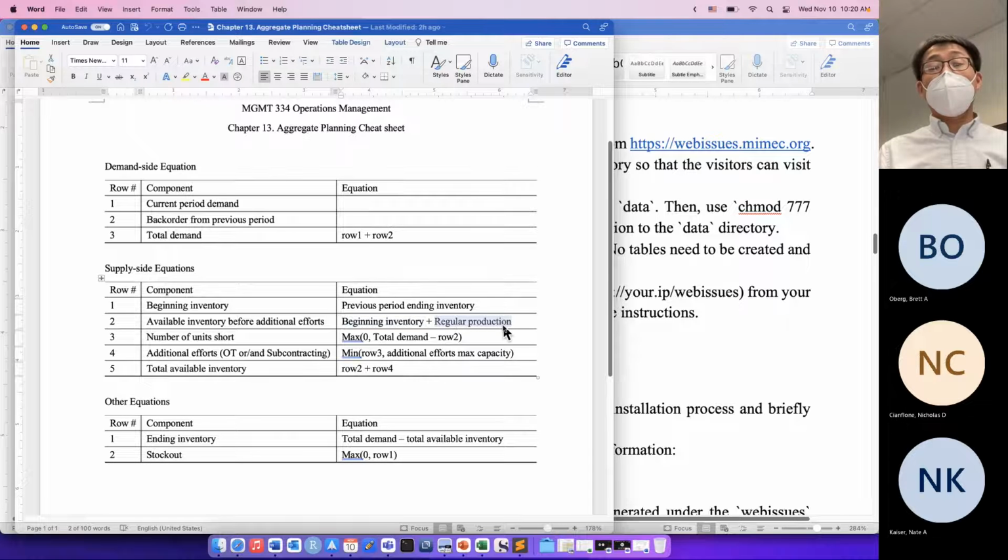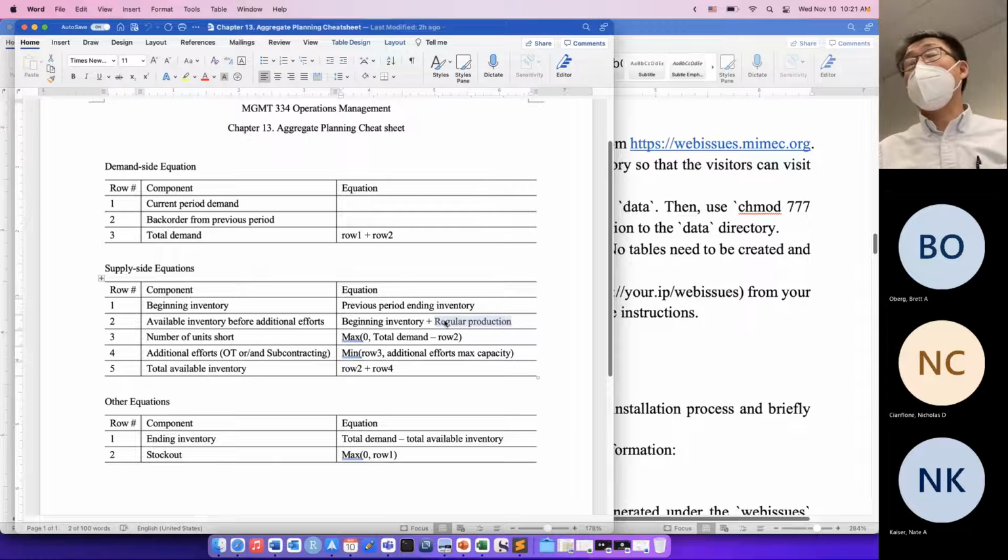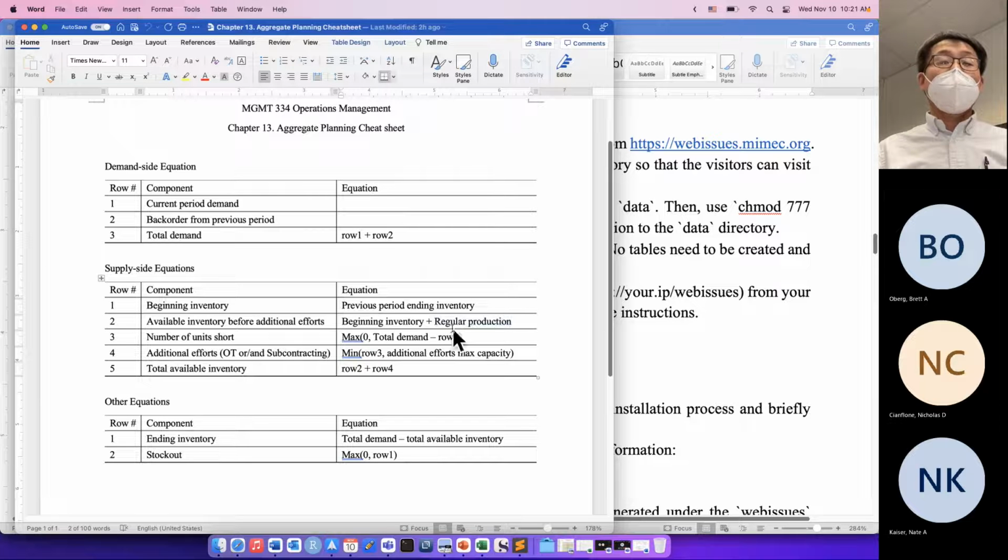Okay, this part is determined by whatever strategy you are using to pursue it. This should be determined in the S&OP phase. Should we use level strategy? Should we use demand chasing? Should we use minimum workforce? So that's your available inventory before additional efforts.